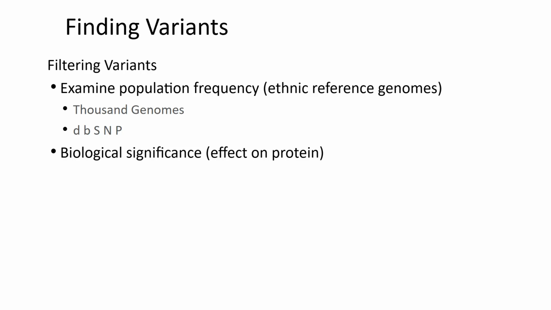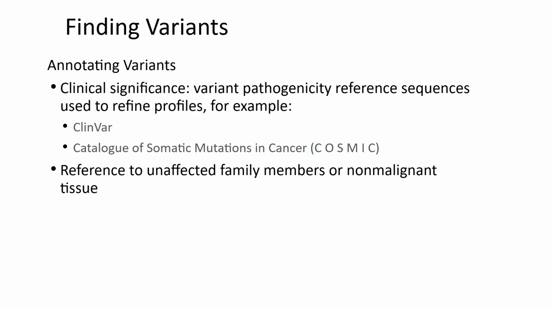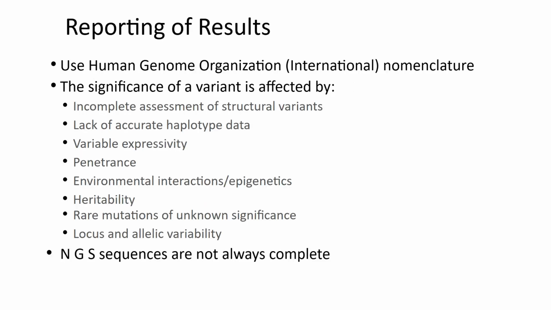Filtering variants: examine population frequency, ethnic reference genomes, thousands of genomes, and biological significance, or the effect on the protein. Annotating variants: clinical significance, variant pathogenicity, reference sequence used to refine profiles. For example, a couple are listed here. Reference to unaffected family members or non-malignant tissue. Use Human Genome Organisation nomenclature.